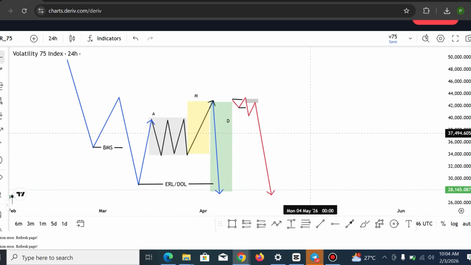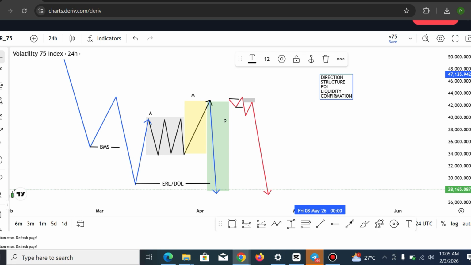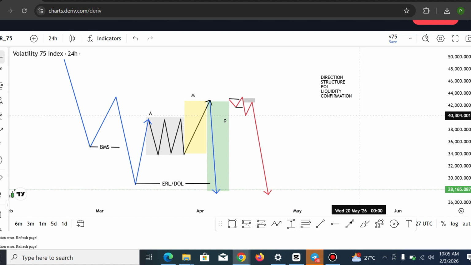So I do have what I put into consideration. The first thing is I take into consideration direction, right? I take into consideration direction. The next thing is you need to take into consideration your structure. The next thing you need to take into consideration is the POI, point of interest. And the next thing you need to take into consideration is the liquidity that must be taken. And next, the next thing is you need to take into consideration the confirmation that you want to see. That's if you're not taking limit orders. Okay, so these are just it.